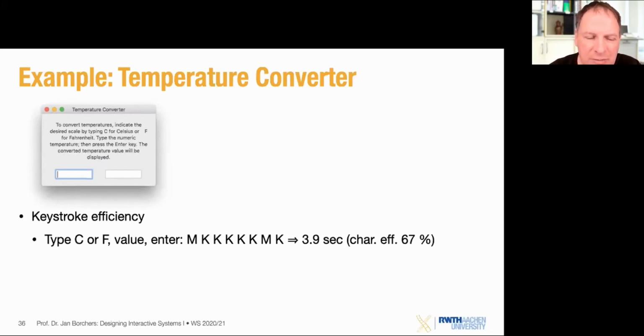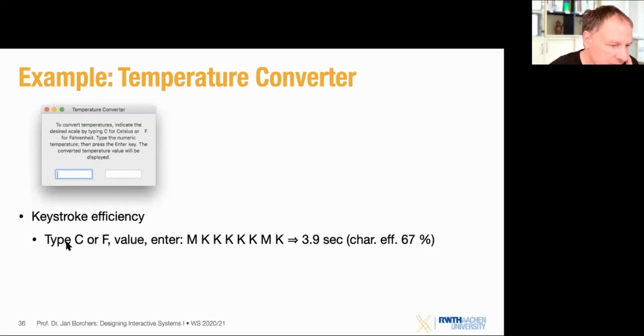This is a key-based interface where, as you can see in the instructions here, you have to indicate the desired scale by typing C for Celsius or F for Fahrenheit. Then you type the numeric temperature, and then you press enter, and that will display the conversion. Okay, not the same interface that we saw earlier. This one is a purely keyboard-based interface.